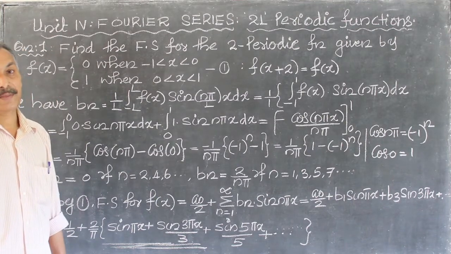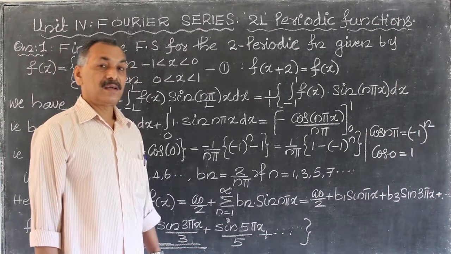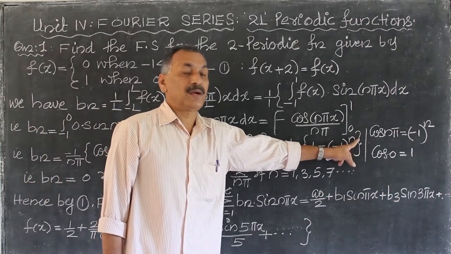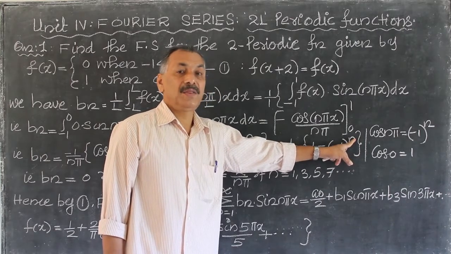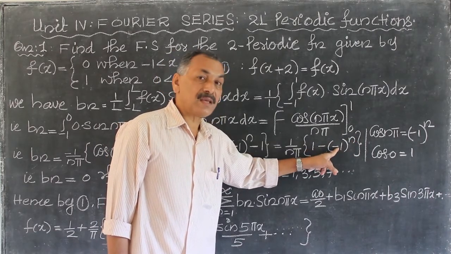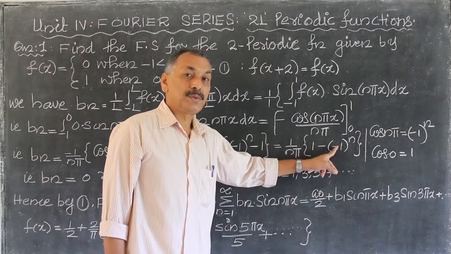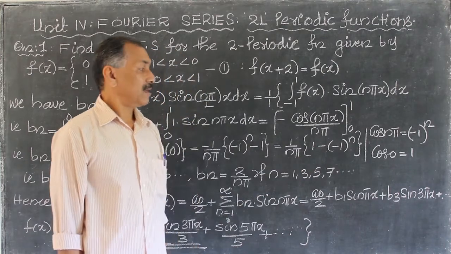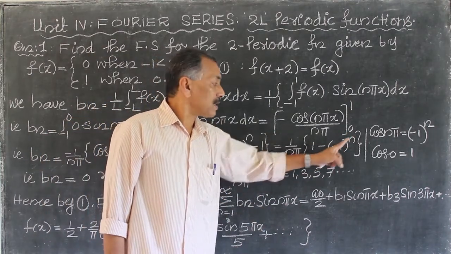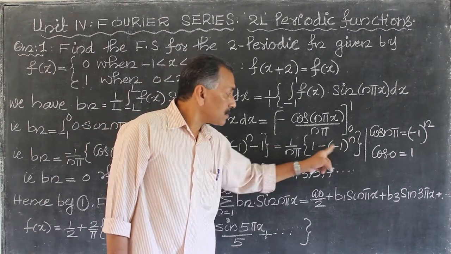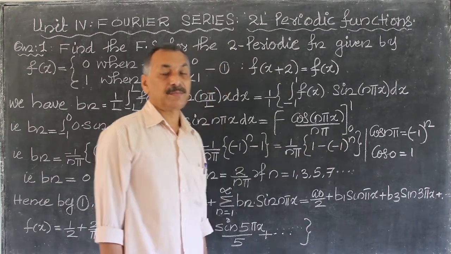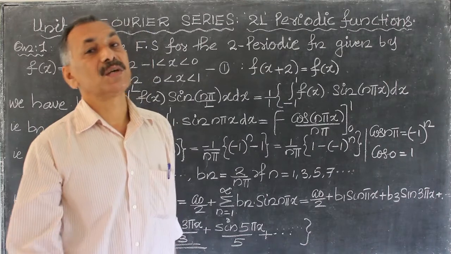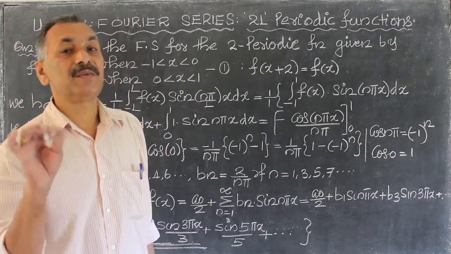If n is odd, that is 1, 3 or 5, minus 1 raised to 1 is minus 1. That minus becomes plus, so 1 plus 1 is 2, divided by n pi. If n is equal to 1, 3, 5, 7, etc. Even for 5, minus 1 raised to 5 is minus 1; this minus and that minus become plus, so 1 plus 1 is 2 divided by n pi. So inside bn, b2, b4, b6, etc. will all be 0, and b1, b3, b5 will exist.